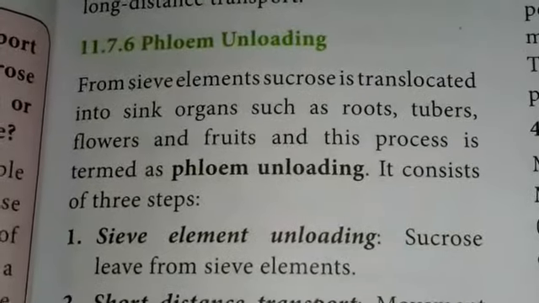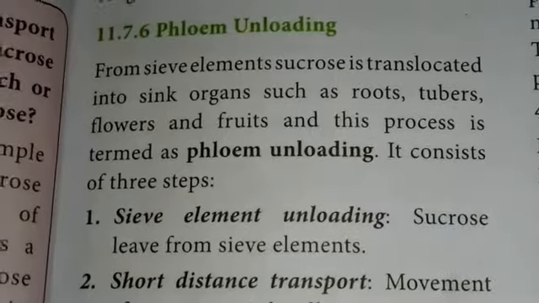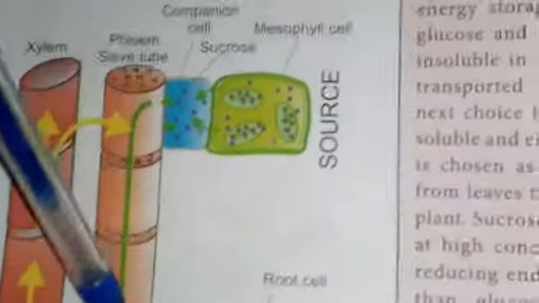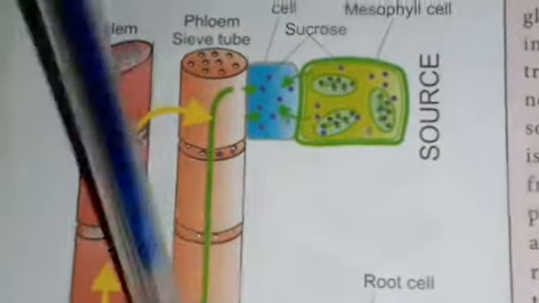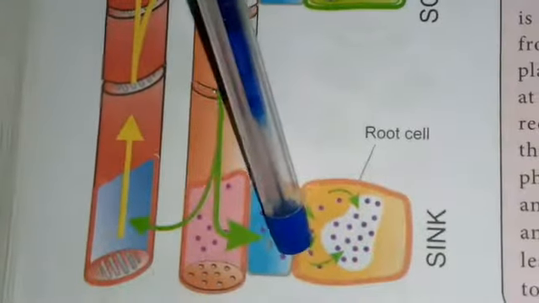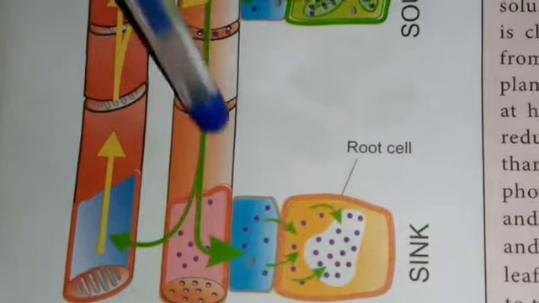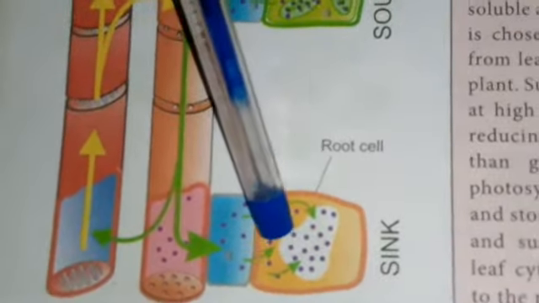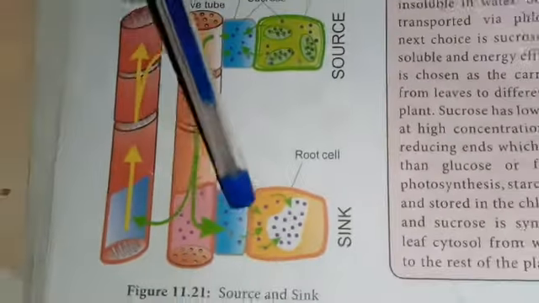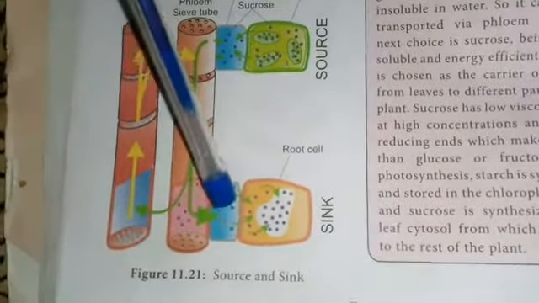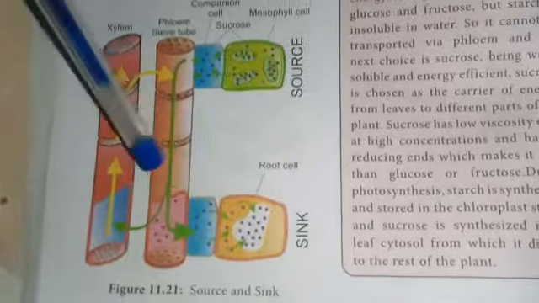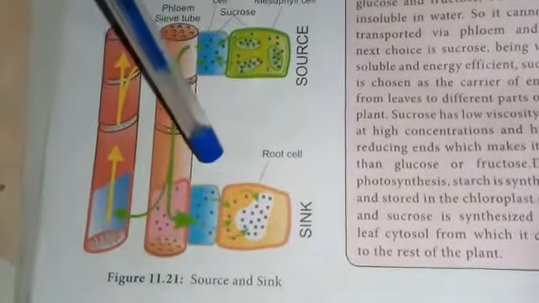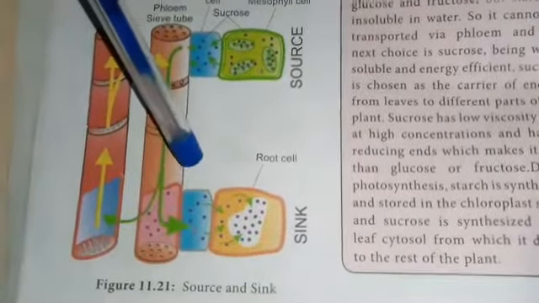Phloem unloading. The sucrose which is present in the sieve element is translocated to the sink, and this is called phloem unloading. From the sieve element to the sink is called phloem unloading. So in organs such as roots, tubers, flowers and fruits, the process is termed phloem unloading. It also consists of 3 steps.